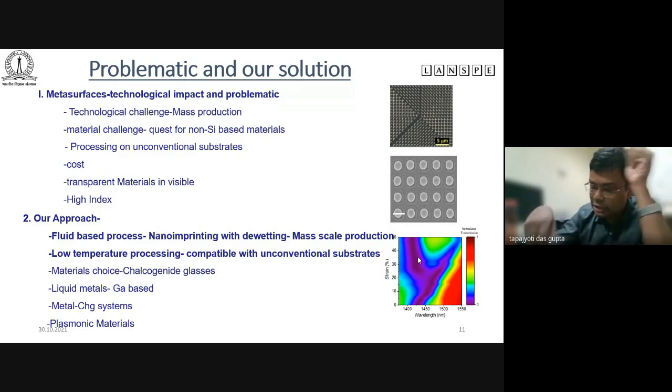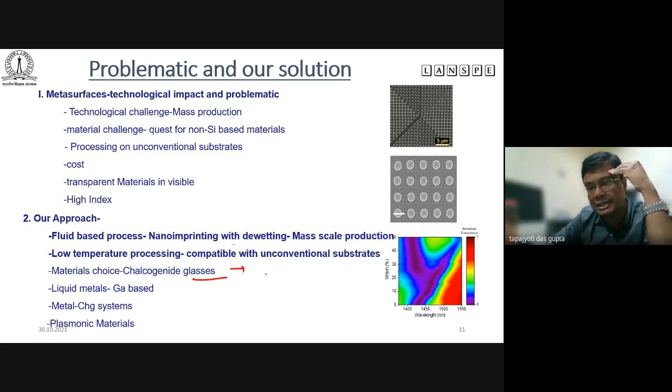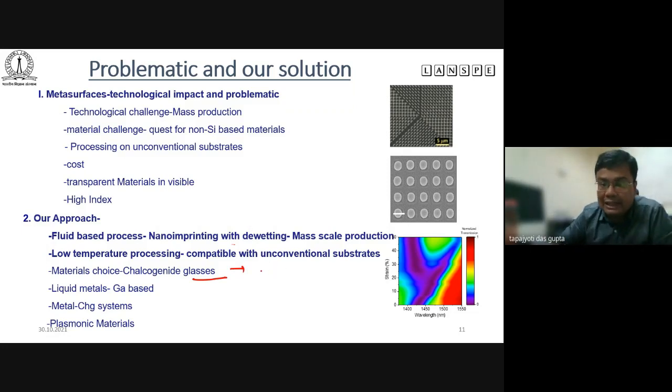Our material of choice is chalcogenide glasses. So, a brief introduction of what this chalcogenide glass is. You won't find them in the periodic table as a group name, but these are the materials belonging to the group of oxygen.